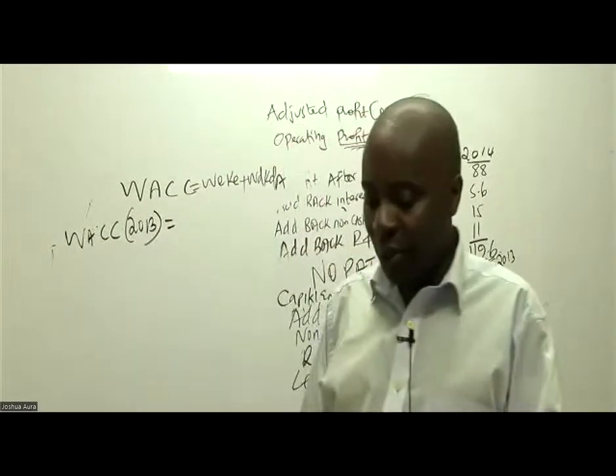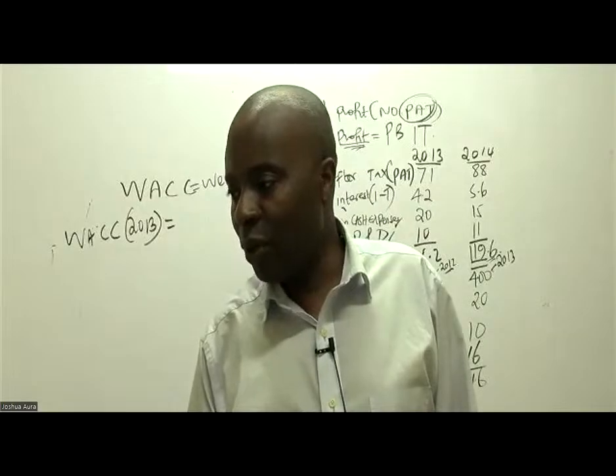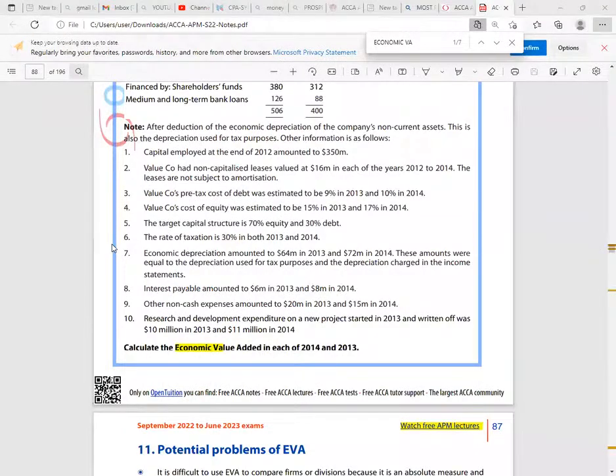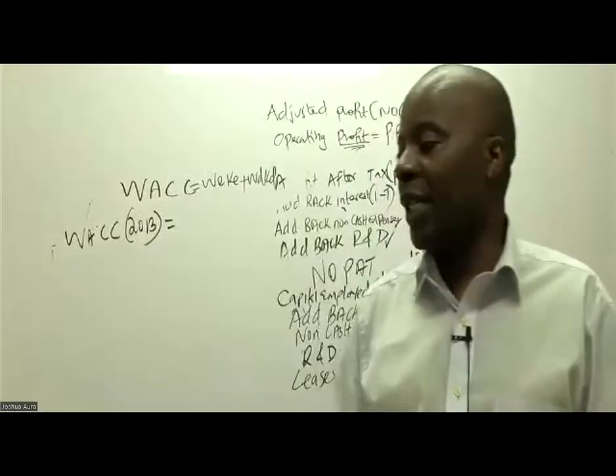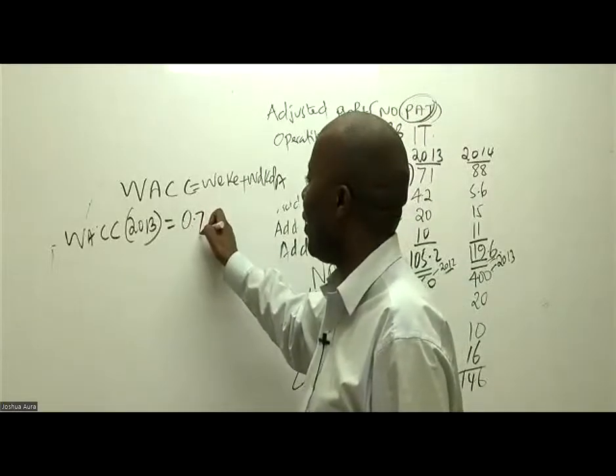Is there somebody who can see the weight of equity in the capital structure? You can see note number 5. They've given us a targeted capital structure. Equity is 0.7, debt is 30%. So 70% and 30%, 0.7 and 0.3. So the weight of equity is 0.7.